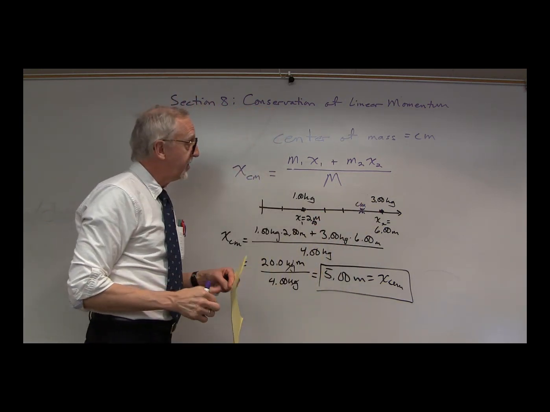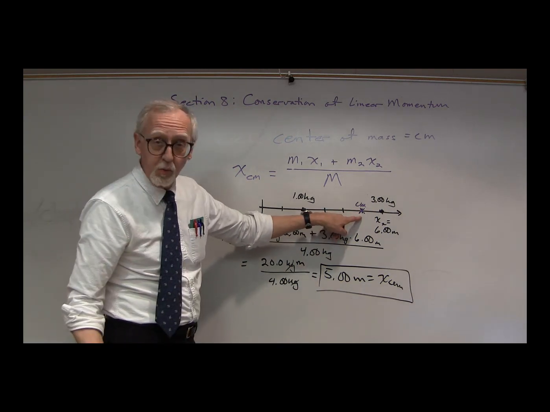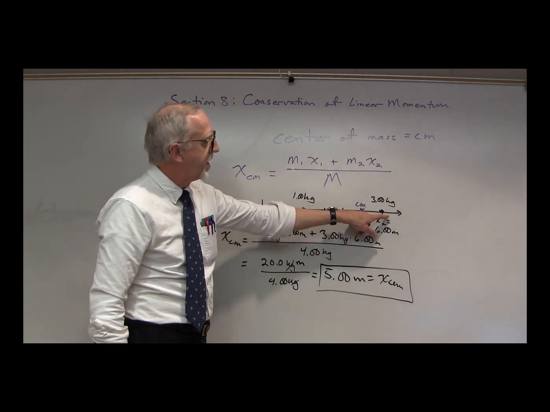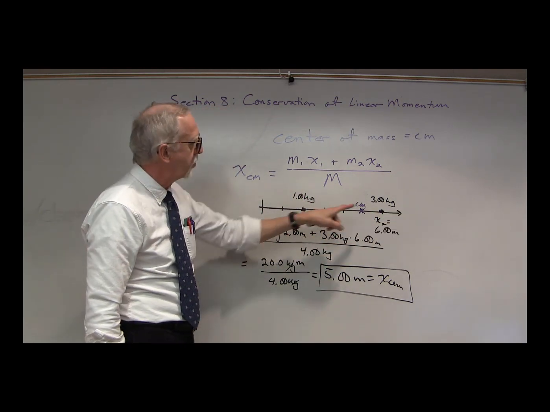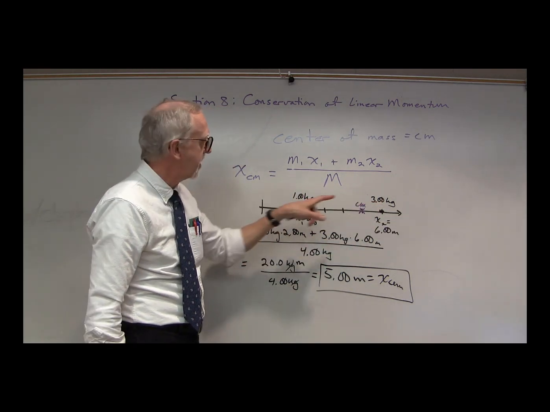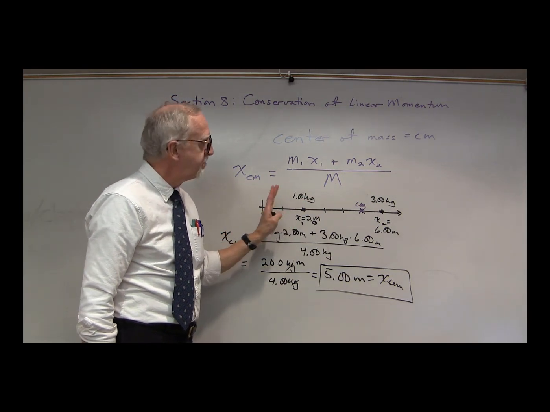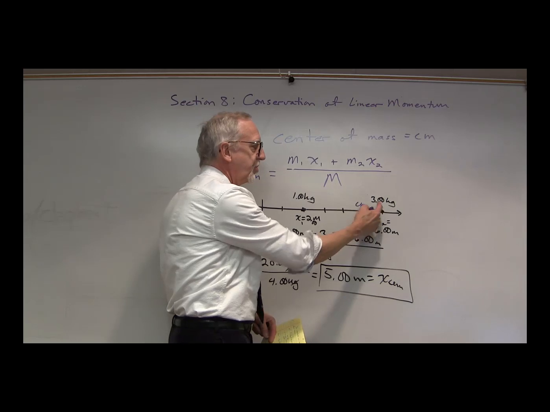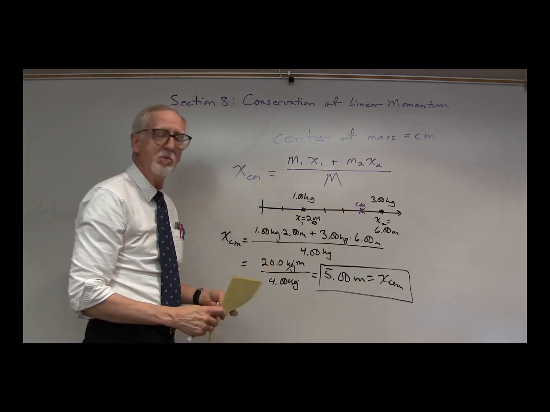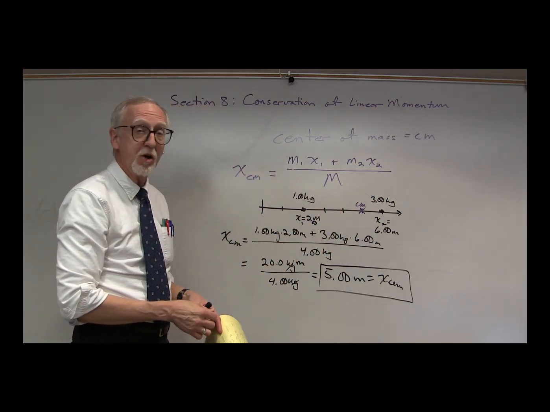Well, notice, what did we say? We said that if one of the masses were larger than the other, that would pull the center of mass over. Well, notice the 3 kilogram mass is larger than the 1 kilogram mass, and the center of mass is not at the midpoint, it is now closer to the 3 kilogram mass. Okay, so that makes sense. That agrees with what we thought.